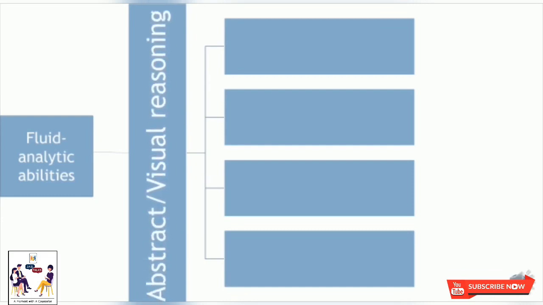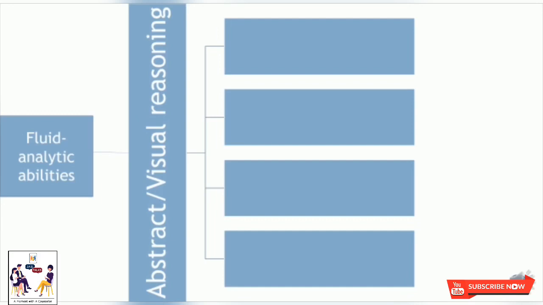In the abstract or visual reasoning subcategory, there are mainly four subtests. The first subtest is pattern analysis. In the pattern analysis, the examinees are asked to complete form boards or replicate the visual patterns through manipulation. In this subtest, they mainly measure the eye-hand coordination, cognitive ability, shape, concept of the subject.